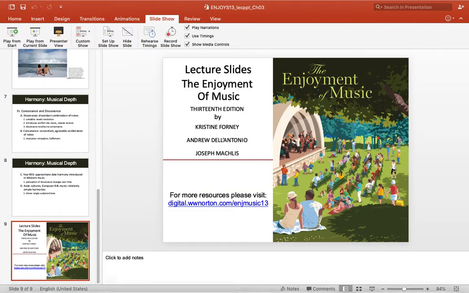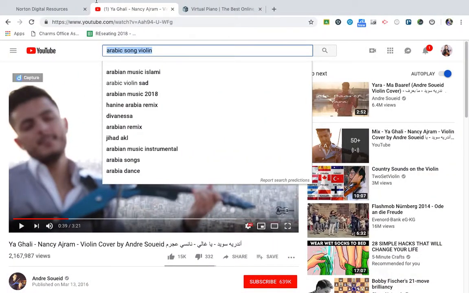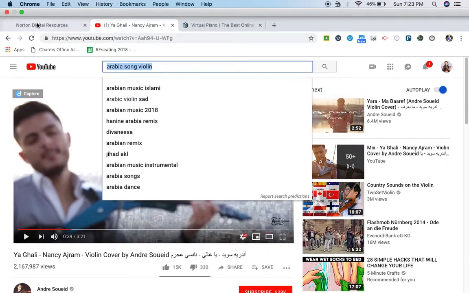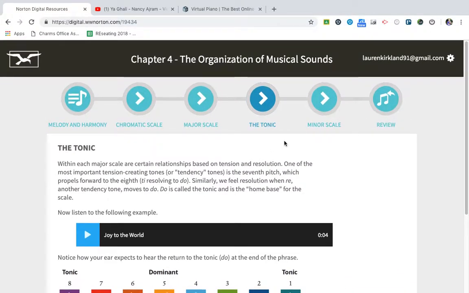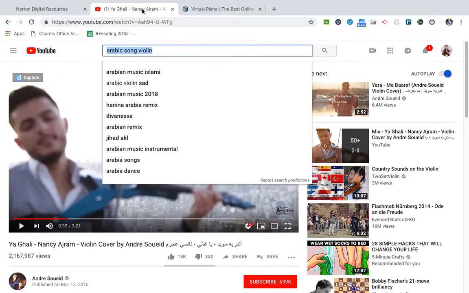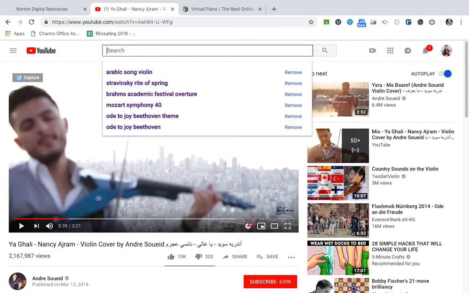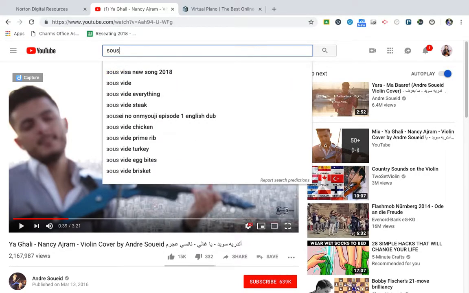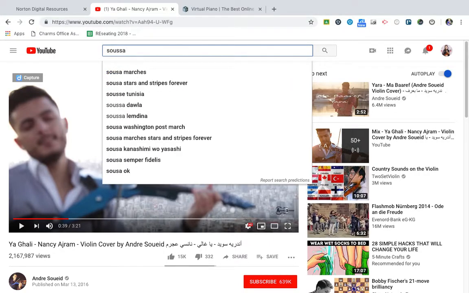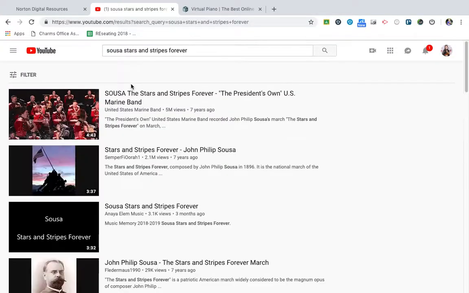Let's go over to our Norton Digital and see if they've got anything for us there. No, they don't. So I'll give you an example of modulation. This happens within the piece, and Sousa is the perfect example of this.